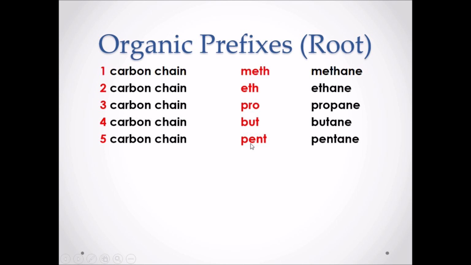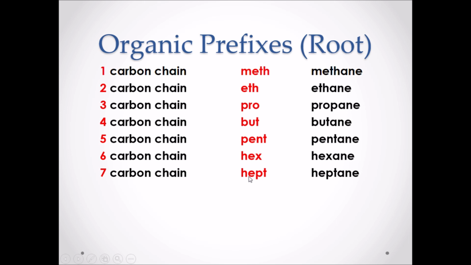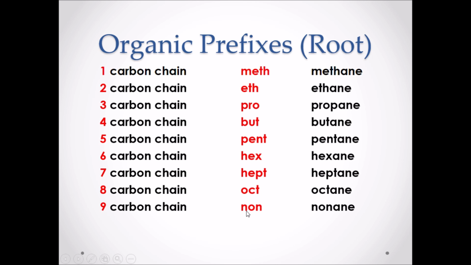5 carbons is pent. 6 is hex. 7 is hept. 8 is oct. 9 is non. And 10 is dec. Do not worry about memorizing these prefixes. After practicing nomenclature, this will be very simple.